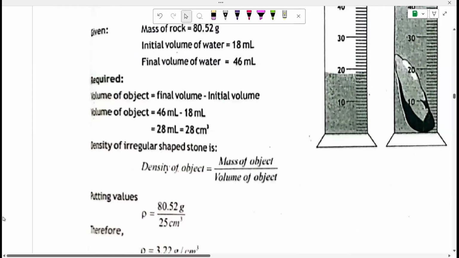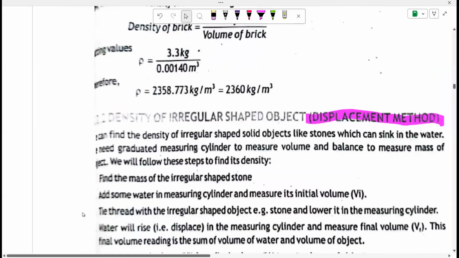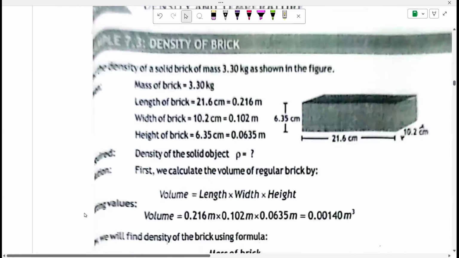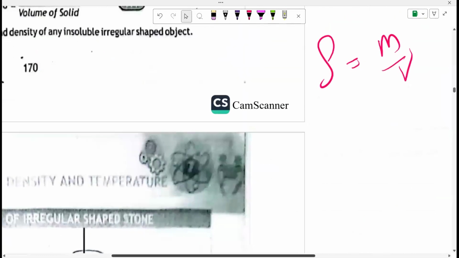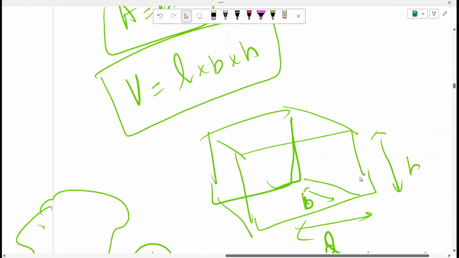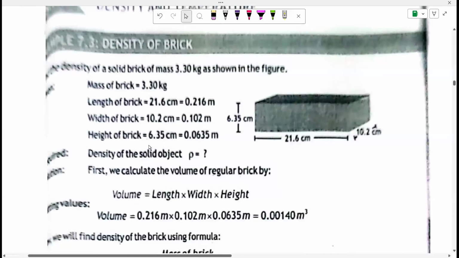Mass divided by volume would give us the volume of the object using the displacement method. Here we have the volume of a regular shaped object. Length is given as 21. वैसे जो मैंने correction करवा दी थी ना, if I'm not wrong, exact length, base and height बनती क्या है? हाँ मैंने करवा दी. Okay. यहाँ से आपको और आइडिया होगा. Length is 21.6, base is 10.2, width basically and height is 6.35.